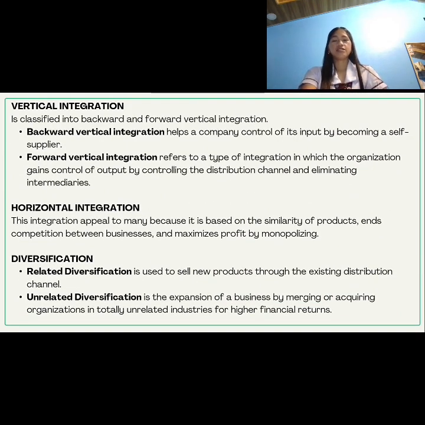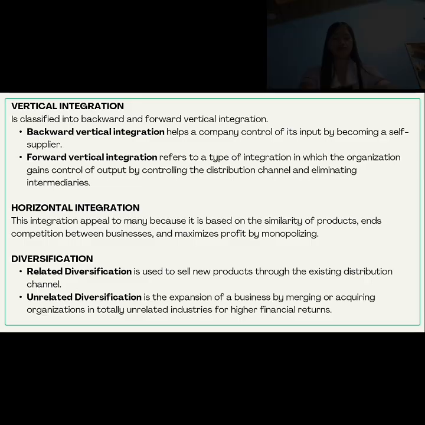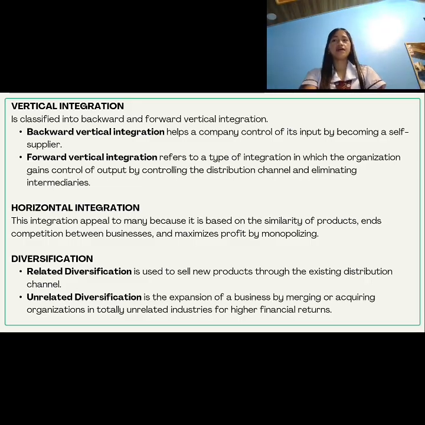So, vertical integration, it is classified into backward or forward vertical integration. So, this is a business strategy where a company acquires or merges with businesses at different stages of its supply chain para makontrol ang entire process from raw materials to distribution. So, it is classified as backward and forward vertical integration. Ang backward vertical integration kay ang company nag-take over sa supplier moving upstream in supply chain. Upstream meaning nag-involve sa sourcing raw materials.